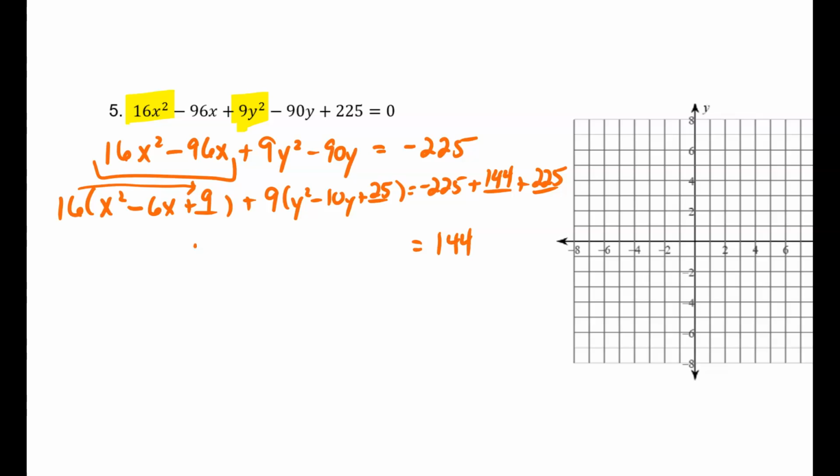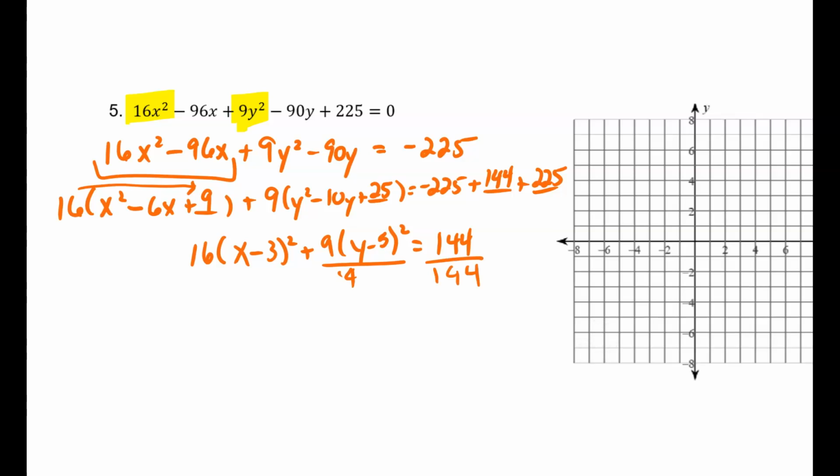On the left I get 16 times the quantity x minus 3 squared plus 9 times quantity y minus 5 squared. All right, then we have to sit there because standard form with ellipses and hyperbolas, they're equal to 1. So we divide everything by 144.